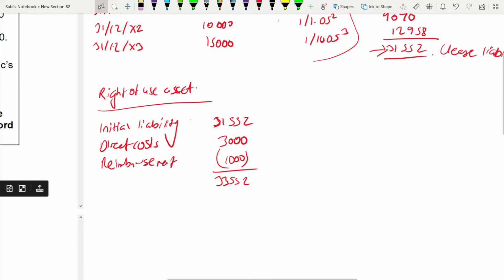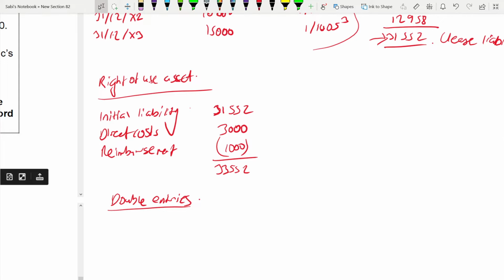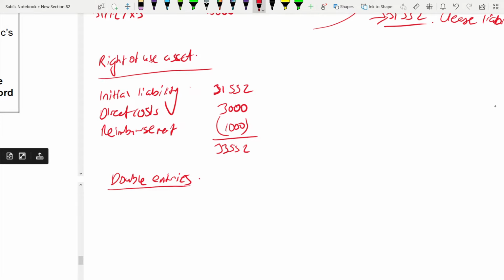Now double entry. If the question asks for double entries, you do them. Otherwise, if you don't, it's fine. But mostly in IFRS 16, they ask for double entries, so be careful. Right of use asset is a debit entry. Obviously, it's an asset. Like any asset, treat it like an asset. You cannot have a credit balance here. So it's a debit of 31,552. You credit your lease liability, 31,552.